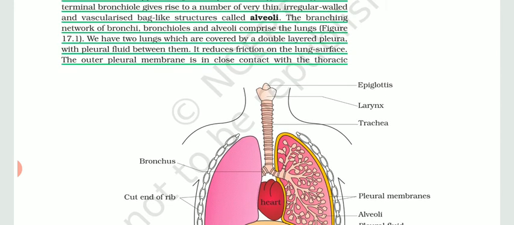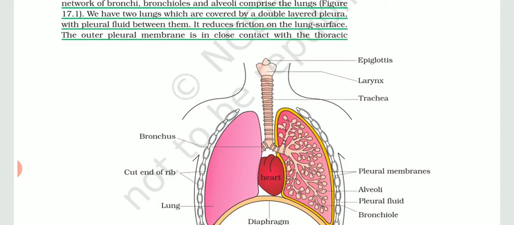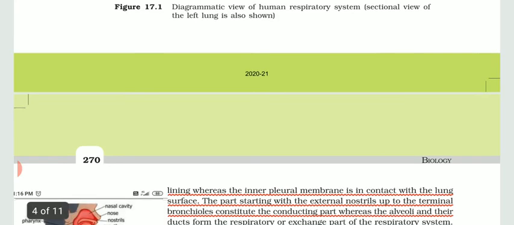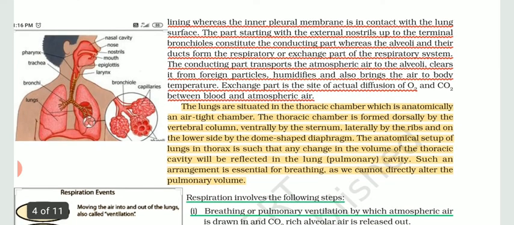Here we will talk about the need of the fluid present between the two pleural membranes, because it reduces friction. That's why it is an important structure. So this diagram is very important.